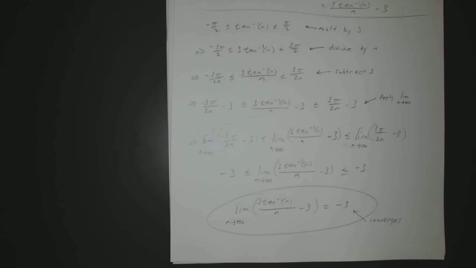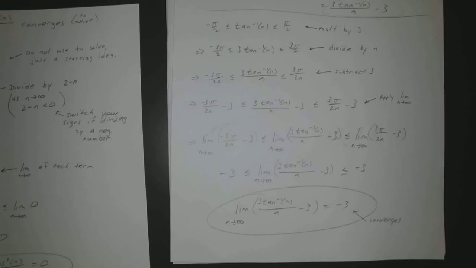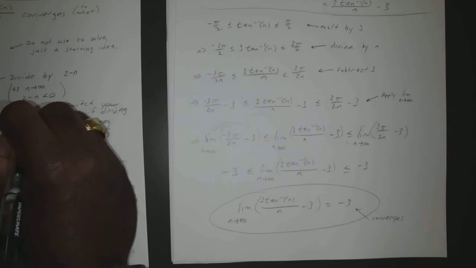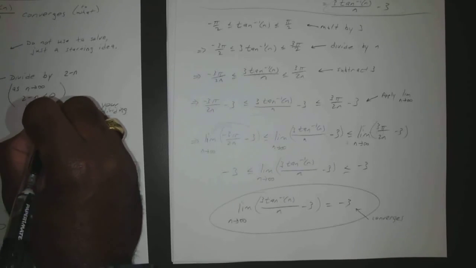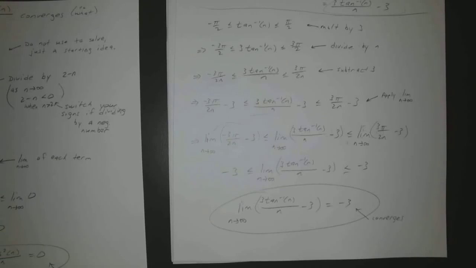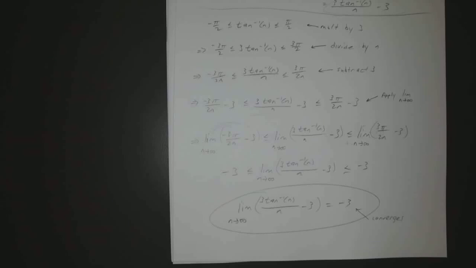All right, any questions on this one? Actually, about the last one we did, the cosine squared. What's the negative term divided by? Was that 2 minus n? Yep, because when n is greater than 2, every n value after 2 would give you a negative number. So whenever you divide by a negative number, that's why we had to switch the sign. Okay. Any other questions on this one?